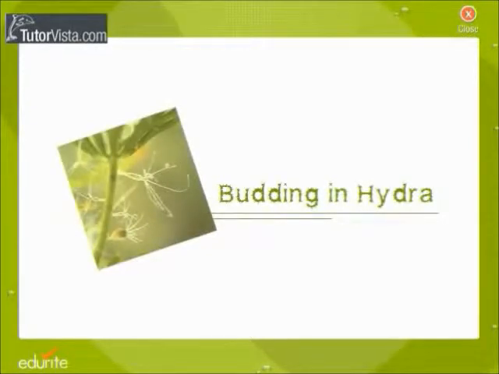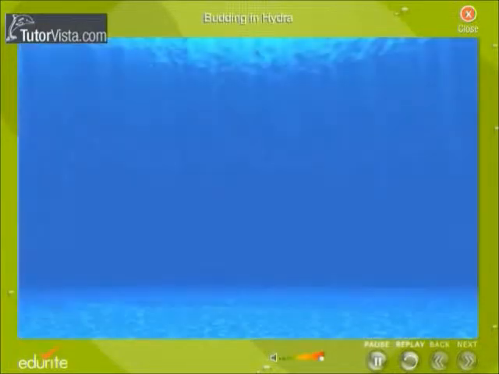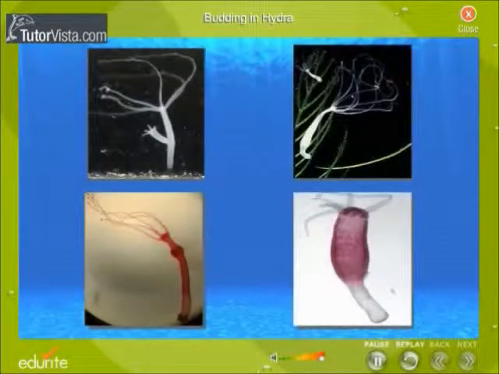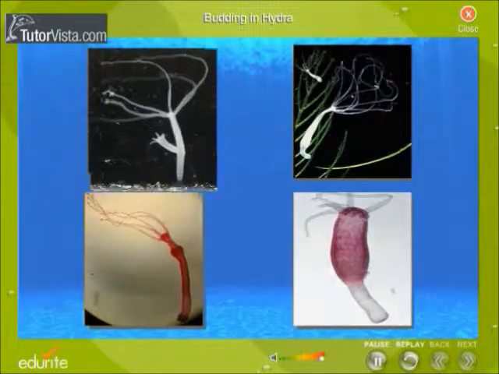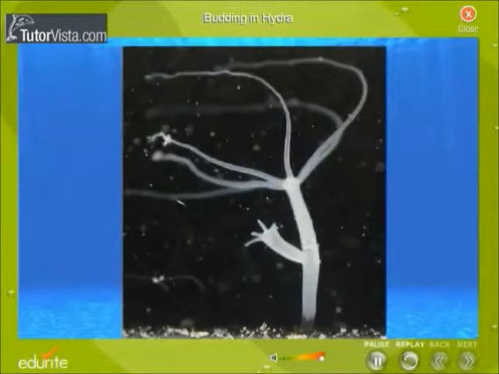Budding in Hydra. Hydra, a freshwater polyp, belongs to the phylum Coelenterata. Microscopes have revealed an interesting act of budding in Hydra. Budding is an asexual mode of reproduction which is accomplished quite rapidly. Somatic cells divide to form a protrusion or swelling on the surface of the body called a bud.